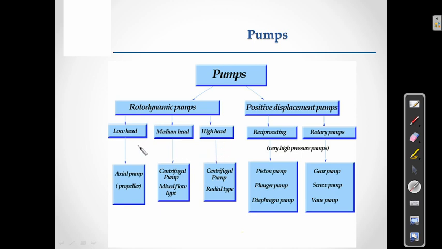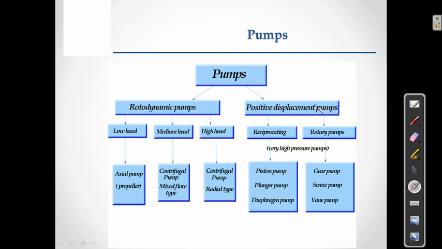An example of low head is the axial pump. It is the propeller type. An example of medium head is the centrifugal pump. It is a mixed flow type. And an example of high head is the centrifugal pump of the radial type. Low head is propeller type and high head is radial type.